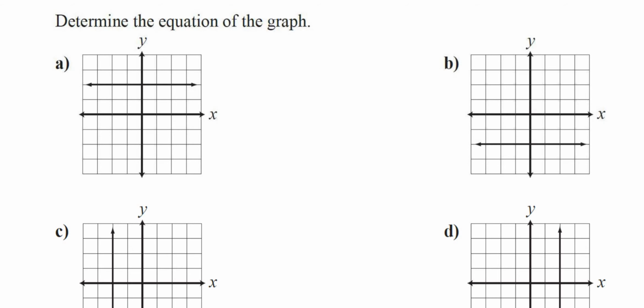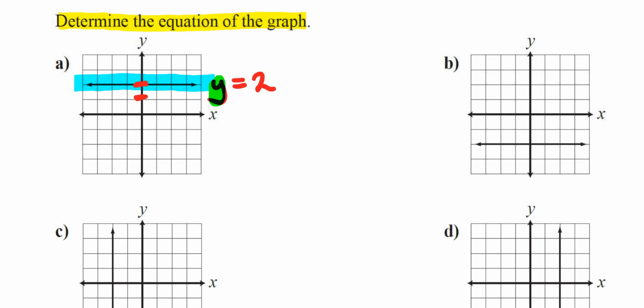So for question number 3, I need to determine the equation of the graph. Okay, so for 3a, here's my graph right here. It's a horizontal line, and it takes a height of 2, right? So that means the equation here is just y = 2. So any horizontal graph starts off with y =, and then the value of that height, which is 2 in this case.